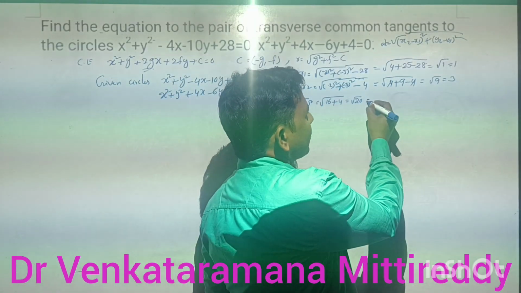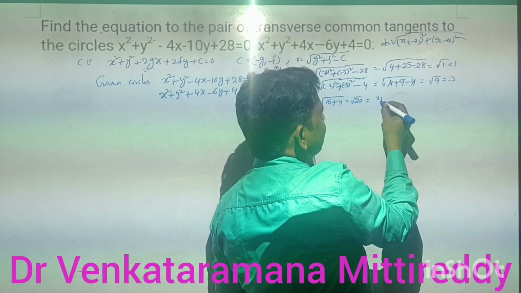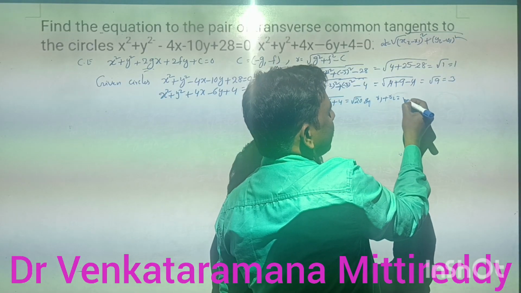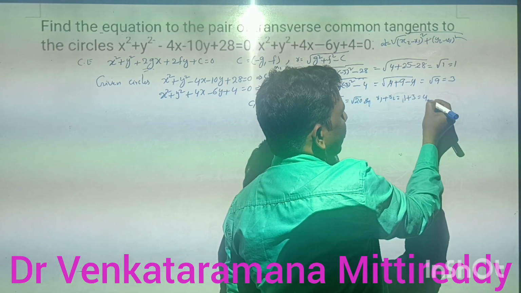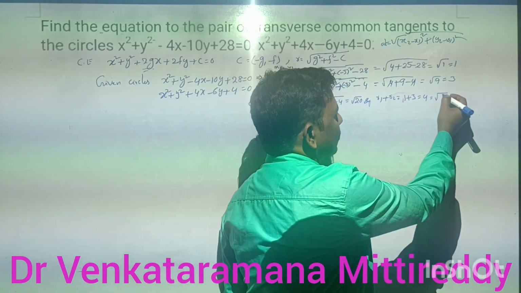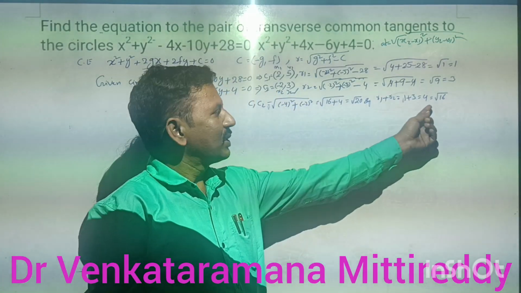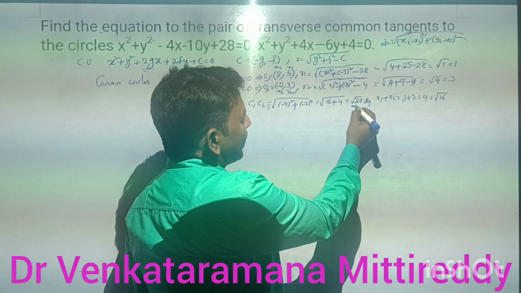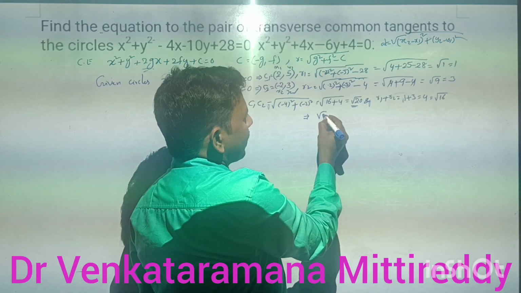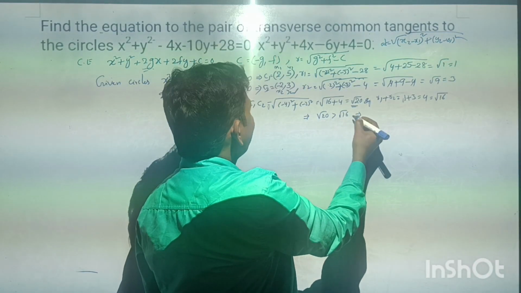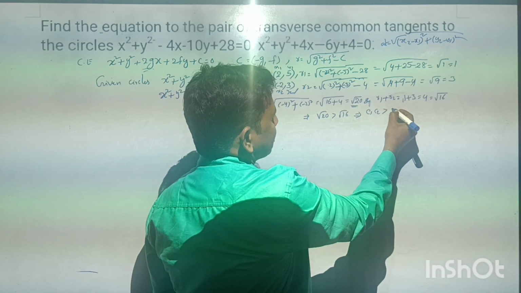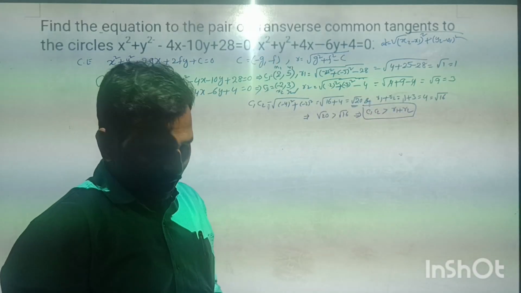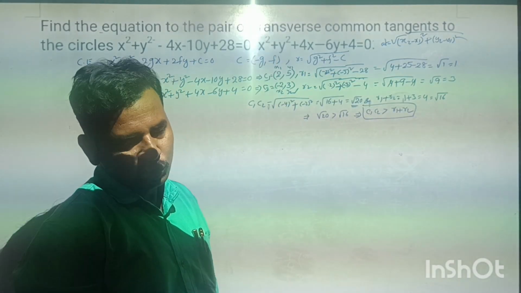Now observe R1 plus R2, which is 1 plus 3 equals 4, so we can write root 16. The sum of the radii equals 4, and the distance between the two centers equals root 20. Here root 20 is greater than 4. Therefore, C1 C2 is greater than R1 plus R2. We know the condition that if C1 C2 is greater than R1 plus R2, then the two circles are disjoint.